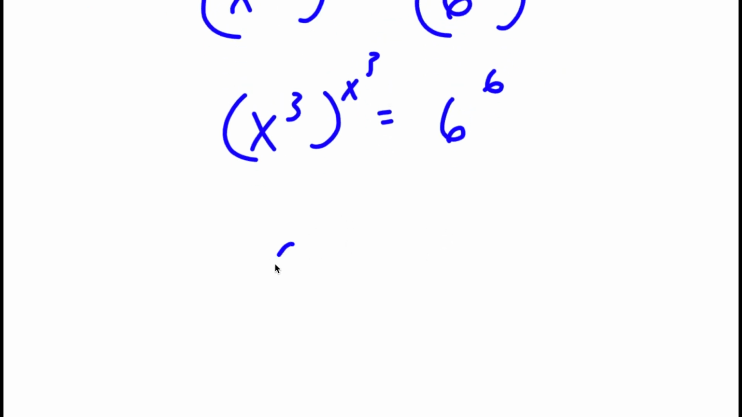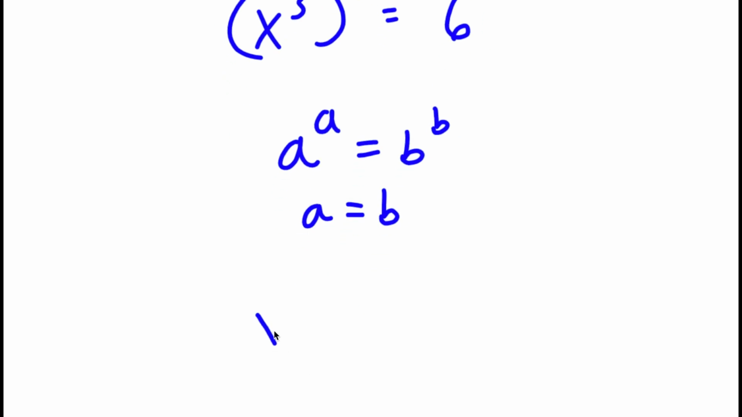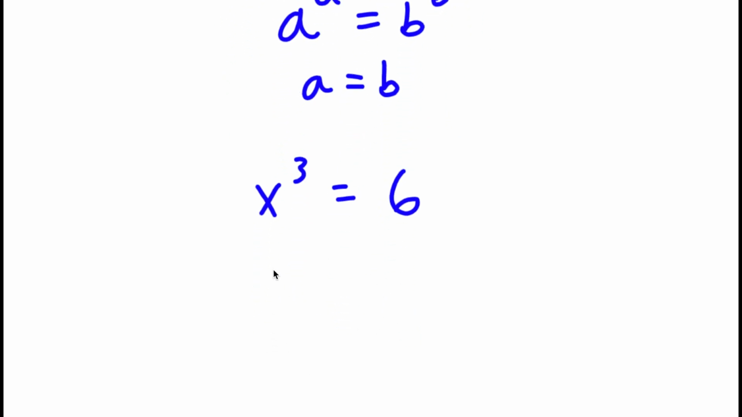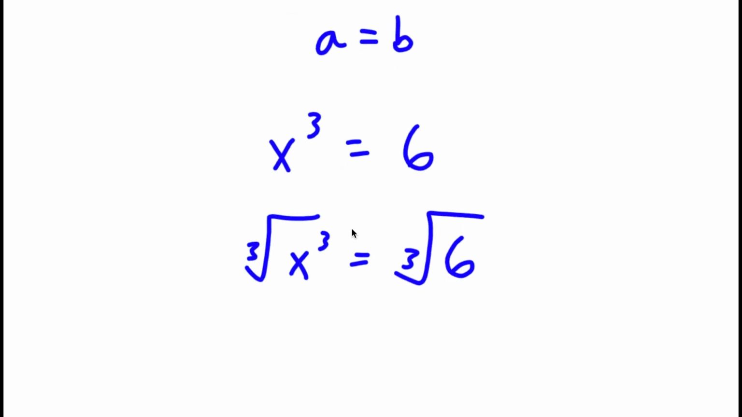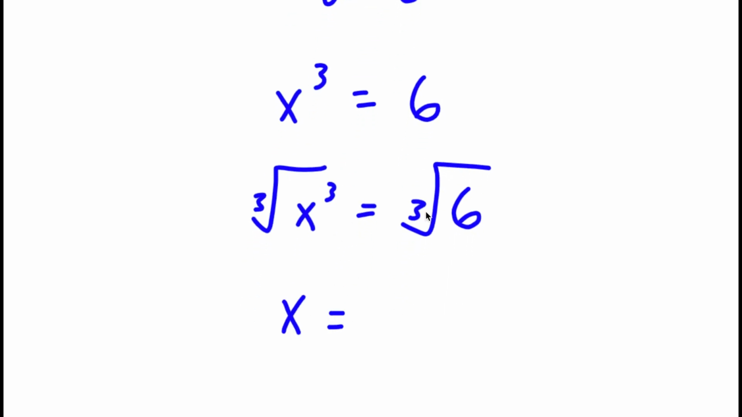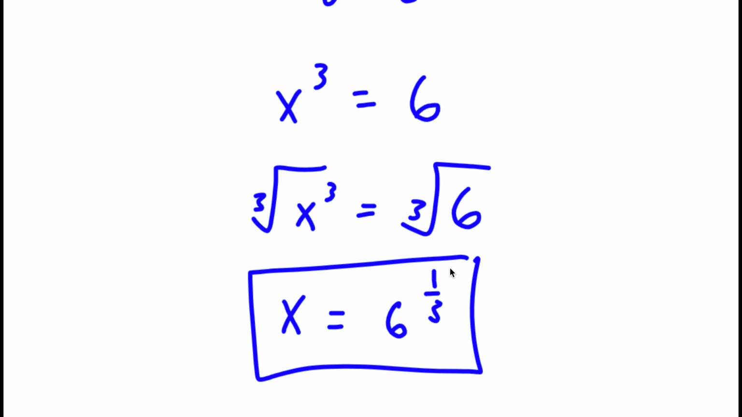Now, if I have something in the form a to the power of a is equal to b to the power of b, this means that a is equal to b. So in this case, x to the power of 3 is equal to 6. Now, I'm going to take the cube root on both sides. So now I have the cube root of x to the power of 3 is equal to the cube root of 6. Now, the cube root of x to the power of 3 is simply x, and the cube root of 6 is the same thing as 6 to the power of 1 over 3. So this is my answer.